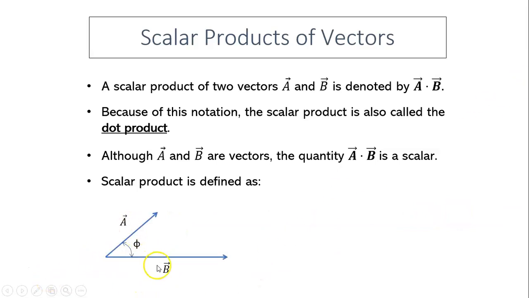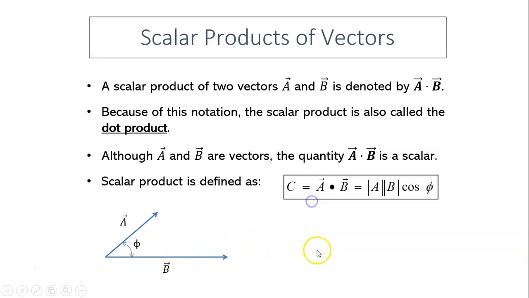So here are vectors a and b, and the angle between those two is phi. To figure out a dot b, here is the equation: a dot b equals the size of a times the size of b times cosine phi. The size means the magnitude.